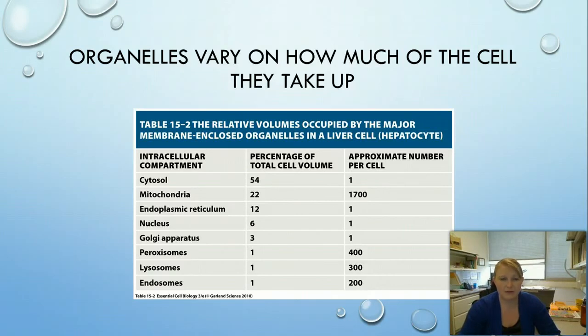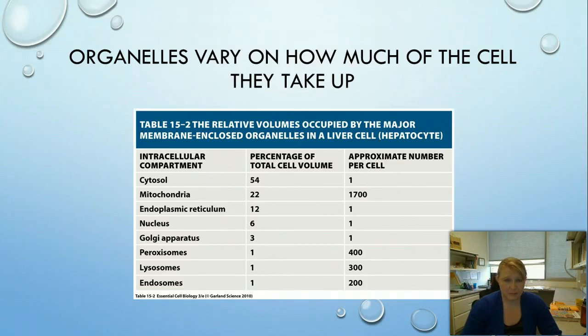And as you know, we have one cytosol, one nucleus, one endoplasmic reticulum, one Golgi, but all these other ones, we have a ton of them within the cell. And it's important to understand how much space they take up based on that. So remember, those somes, the peroxisome, lysosome, and endosomes, are really small, but we have a ton of them, but they still take up very little room in the cell compared to some of the other organelles we've talked about. So I don't expect you to memorize this chart, but I do want you to appreciate the differences between the different organelles.